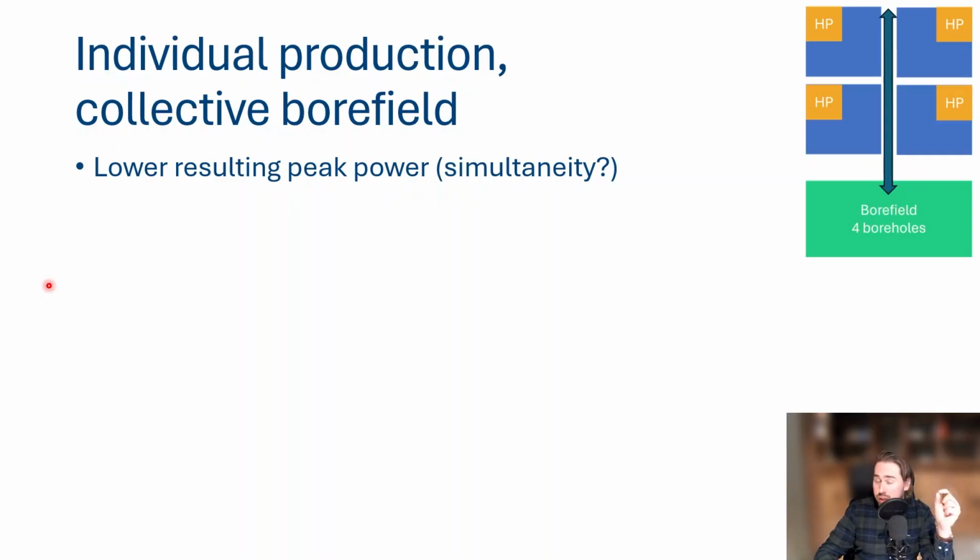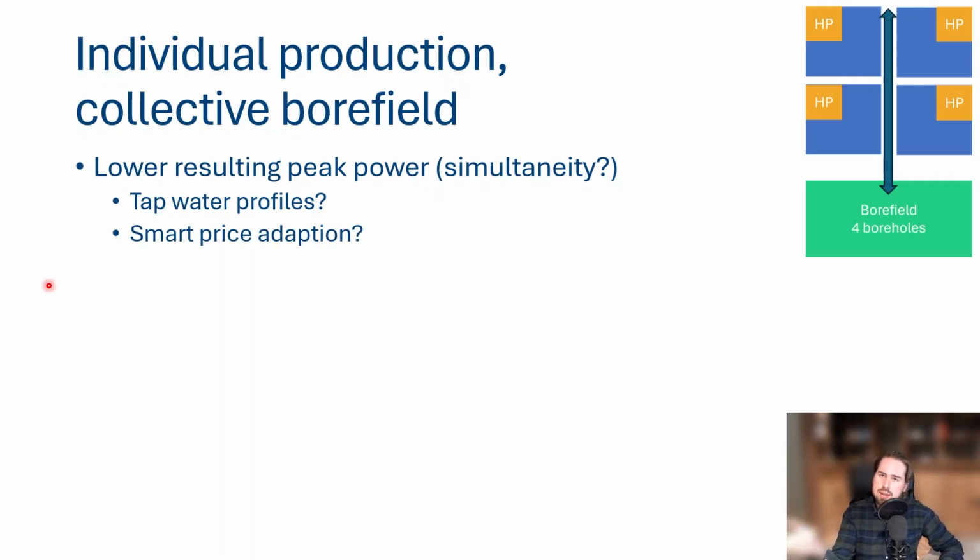Now, for this particular type of geothermal system, I want to add an extra nuance. Heating and cooling are not simultaneous, but what about tap water profiles for your domestic hot water? You can say that there is simultaneity, but in the end, most people shower in the morning or in the evening, so there is quite a high overlap in tap water profiles. And also, what do you do with smart price adaptation? Because nowadays more and more heat pumps are intelligent and they tend to follow the electricity price.